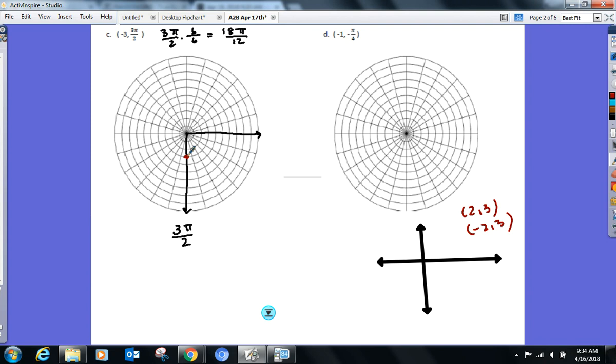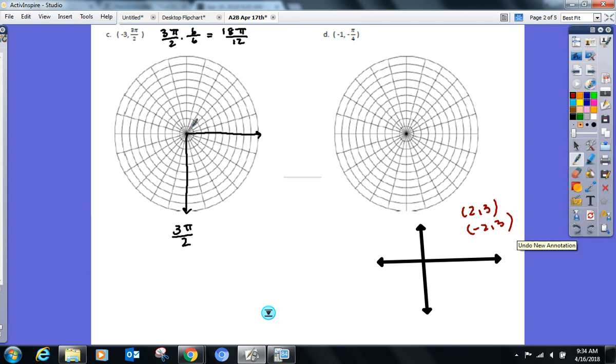When the R value is negative, you put it on the opposite ray. You go on the opposite ray. Kind of works just like X and Y axis on the other side, when one's positive, when one's negative. So I don't want to put my point there. I want to do it on the opposite side.